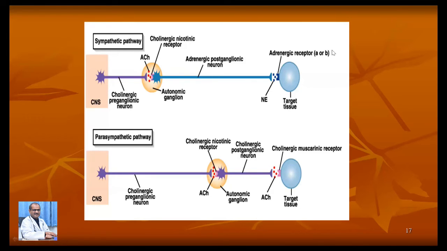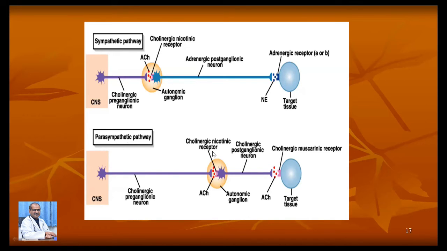So the adrenergic receptors are classified into alpha and beta, whereas the cholinergic receptors are classified into muscarinic and nicotinic type of the receptor. So once again, coming to the parasympathetic pathway, how the nervous stimulus is carried is, of course, the central nervous system is the one which processes all the impulses which are coming from the periphery.